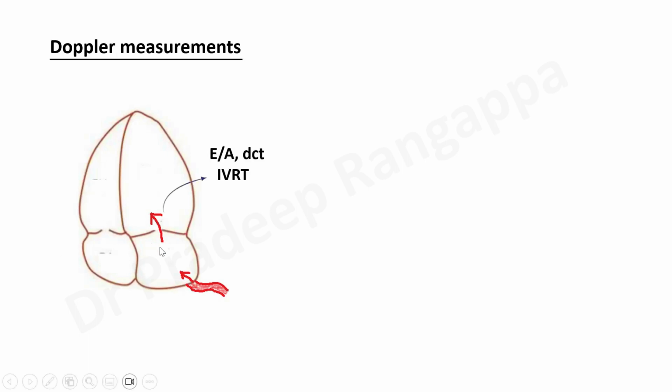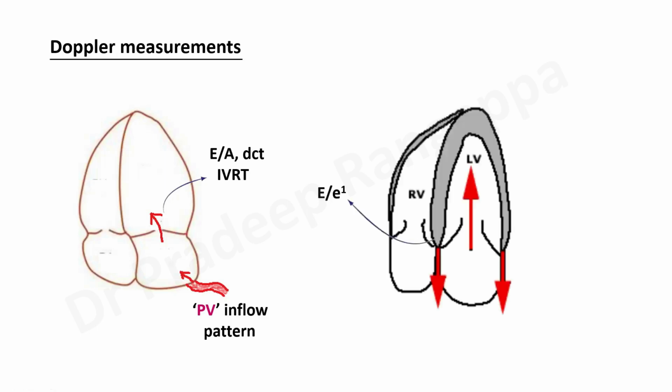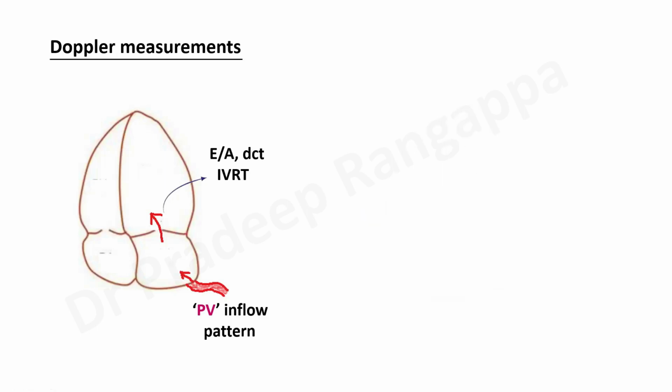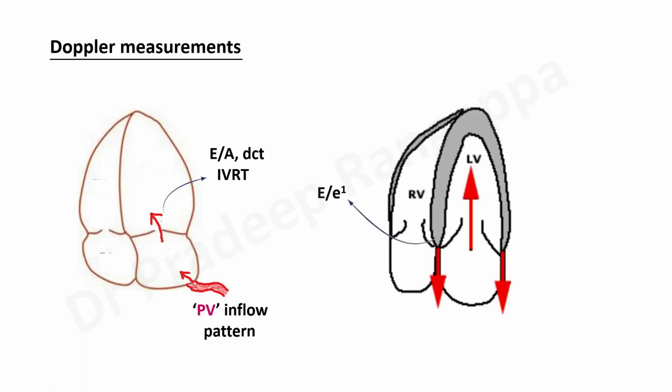Okay. So in the mitral inflow, we look for E by A, the deceleration time and the isovolumic relaxation time. So these are the three measurements we do. And here we look at the pulmonary venous inflow pattern, keeping the probe at the pulmonary veins. After we do that, we do something called E prime.